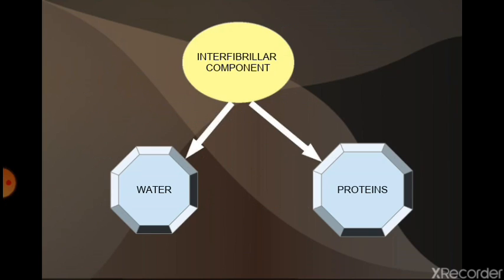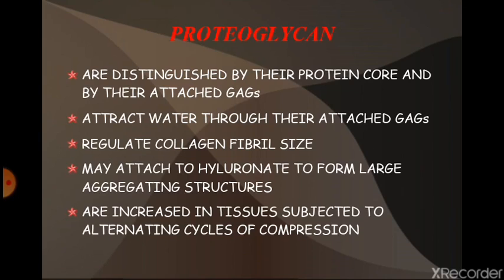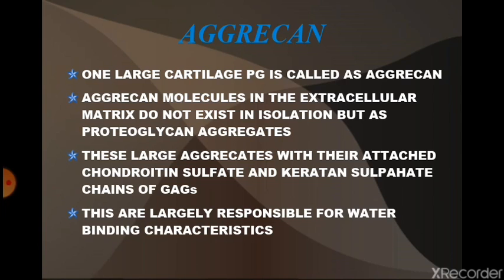Now let's see the interfibrillar component. The interfibrillar component is of 2 types: water and protein. Proteoglycans are distinguished by the protein core and by attached GAGs. They attract water through their attached GAGs, regulate collagen fibril size, and may attach to hyaluronate to form large aggregating structures. They are increased in tissues subjected to alternating cycles of compression.